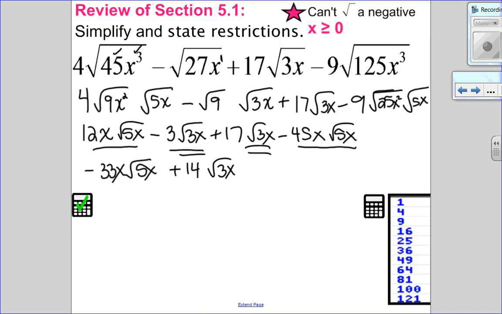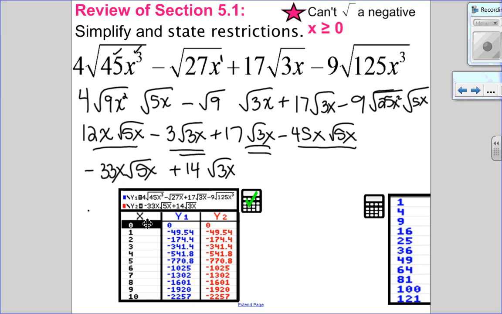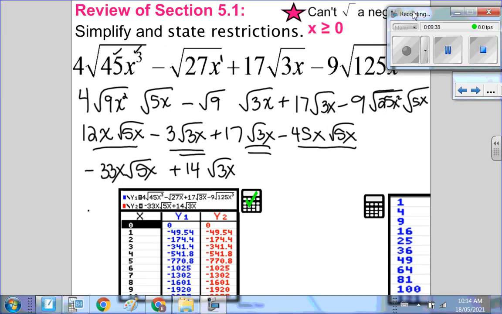So let's put this into our calculator and see how we did. The original question goes into y1, it's quite long, and then my answer goes into y2. The check always happens in the table, so I see since y1 equals y2, I know I did it correctly. So I hope this little review of 5.1 helped, and I'll see you for the next video, 5.2.